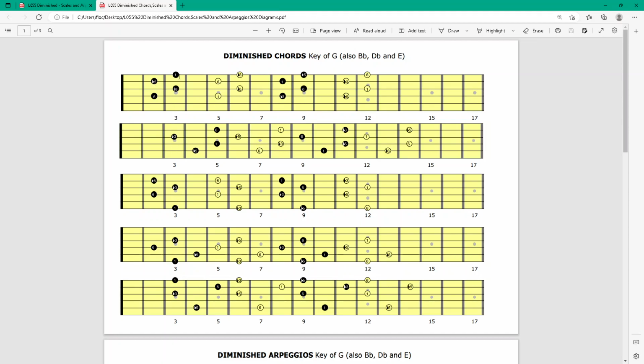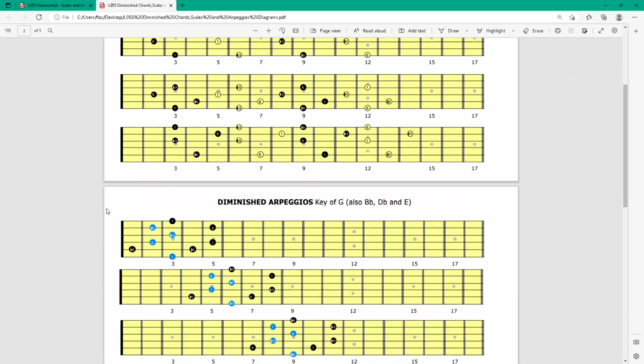Here is using the 1st, 2nd, 3rd and 4th string. Here it's 2nd, 3rd, 4th, and 5th. Different combinations, different ways of playing the same chords, and of course the inversions. And obviously the inversions are the same finger shape, moving up in tone and a half, or vice versa, moving down.